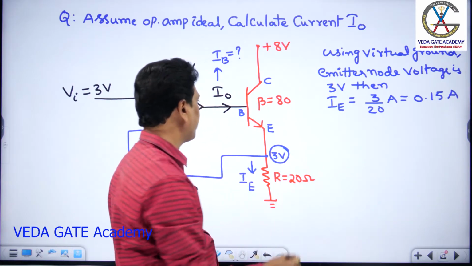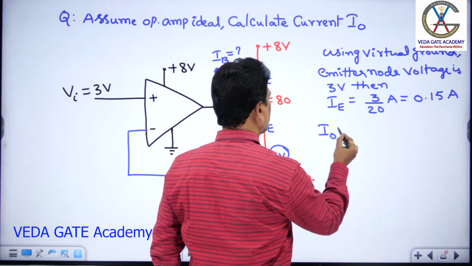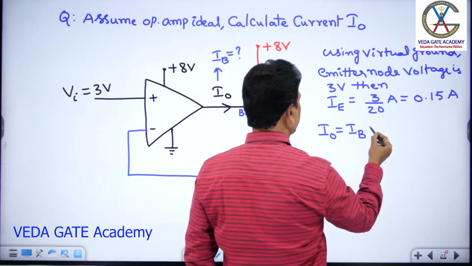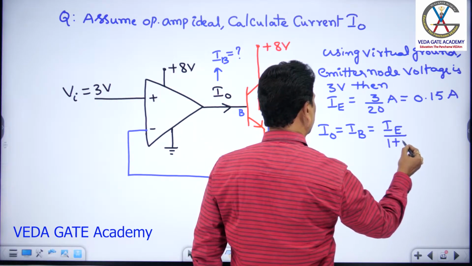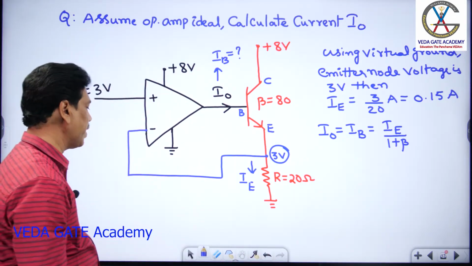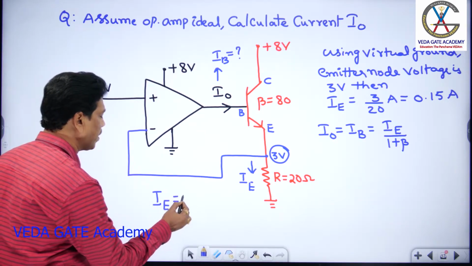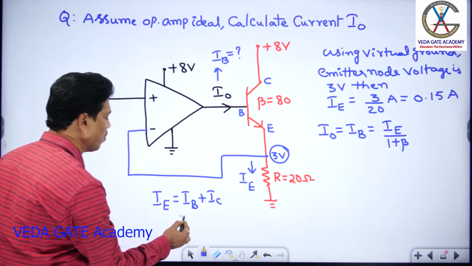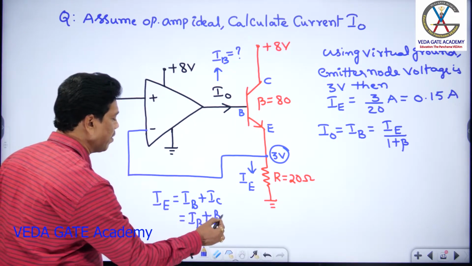Beta of the transistor is given as 80. Now you are asking I0. I0 should be the same as the base current, right? So that is written as IE by 1 plus beta. Now, I wrote that the base current IB equals IE by 1 plus beta. How to write that? See this now. You know that IE equals IB plus IC. Again, you know that IC equals beta IB for common emitter, so IE equals IB plus beta IB.